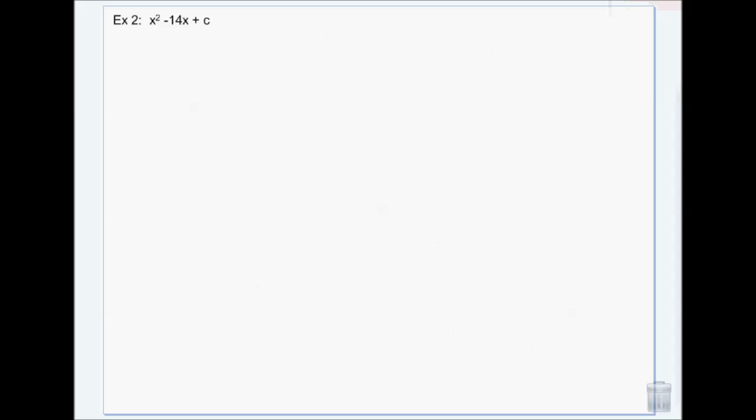Okay, so we're going to take half of 14, well, negative 14. And that's going to be negative 7. And I'm going to take negative 7, and I'm going to square it, which is going to be positive 49, so C is 49. Okay. Questions on that so far?